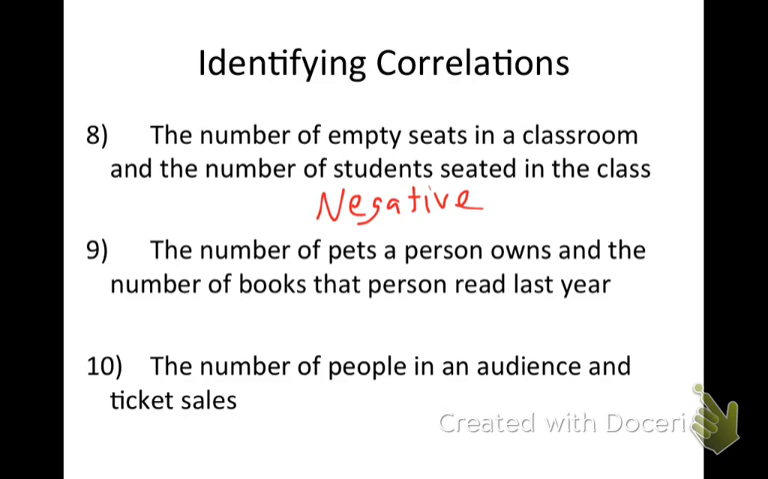Good job. Number 9, the number of pets a person owns and the number of books that person read last year. What are you thinking, Kyle? That'd be no correlation. Yeah, the number of pets you have, the number of books you read, there's no correlation there. 10, the number of people in an audience and ticket sales. What do you think there, King? That'd be a positive correlation.